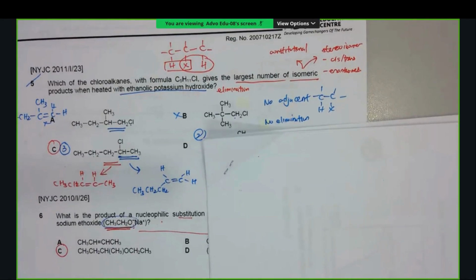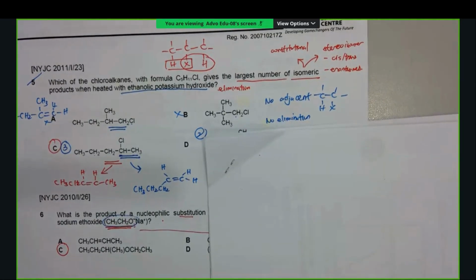How many isomers are there? Not 0. After heating with ethanolic KOH, there is elimination, so there is alkene formed. You got 2? Okay, I see.